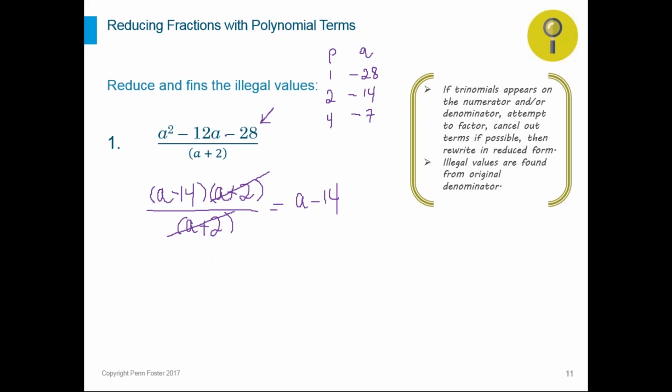Now, what is the illegal value or values of this fraction? You might say, well, this doesn't have a denominator. Remember, go to the original fraction, set the denominator equal to 0, and solve. So when you solve, you subtract 2 from both sides, then a equals negative 2. Negative 2 would make this fraction undefined because negative 2 plus 2 is 0. This trinomial over a 0 is undefined. And that's why we call this an illegal value.